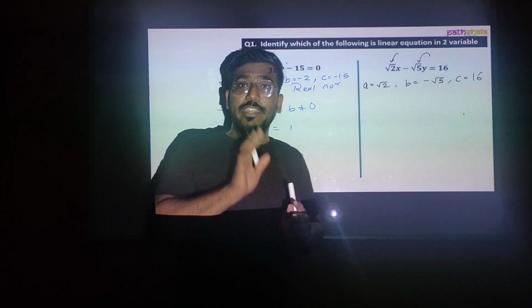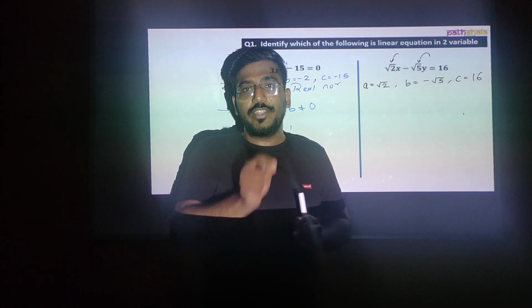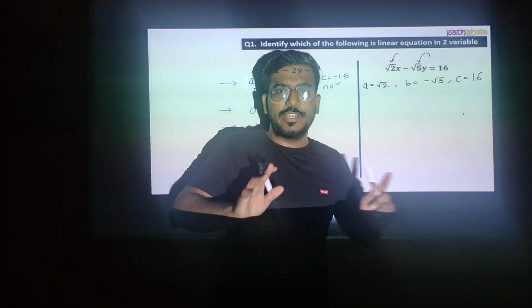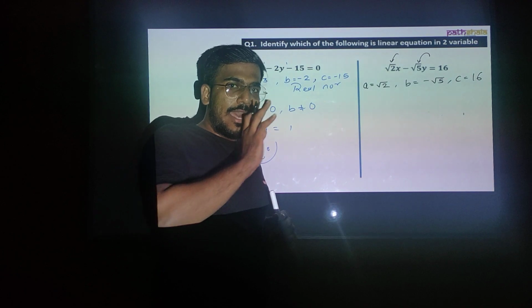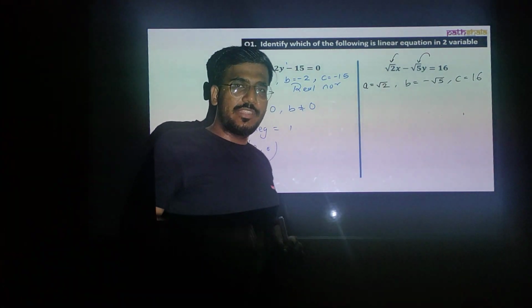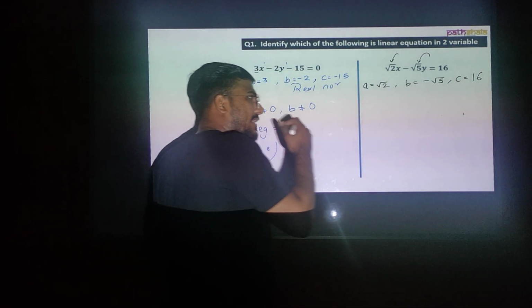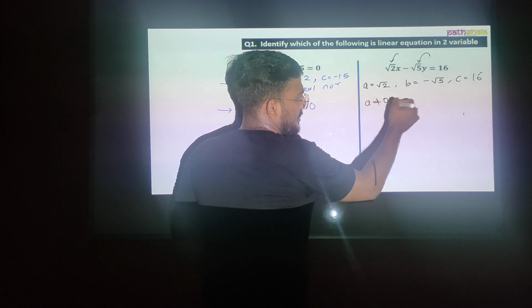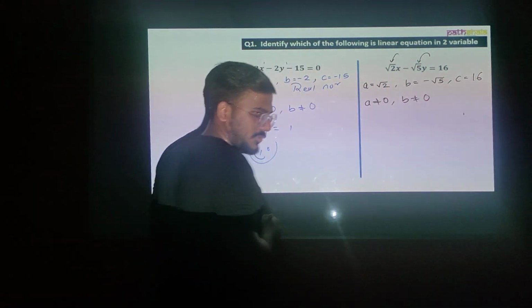In short, what I said: a real number will not be one which has a minus sign inside the root. Is there anything like that here? No, it is not there. So root 2 and next, root 5, these are of course real numbers, and 16 is a real number. Second condition, A is not 0 and B is also not 0.